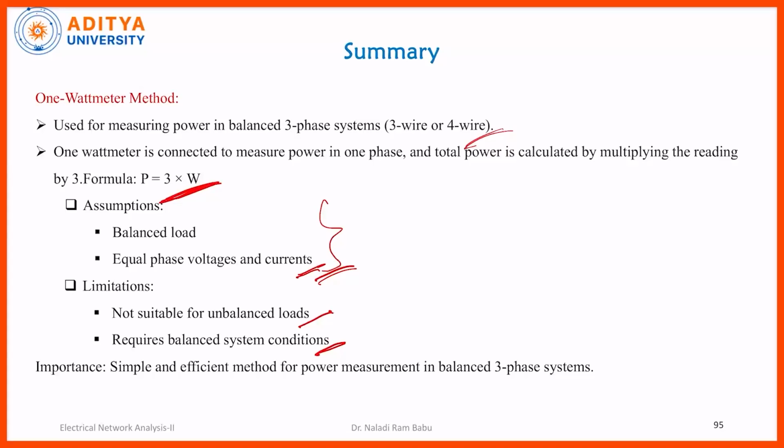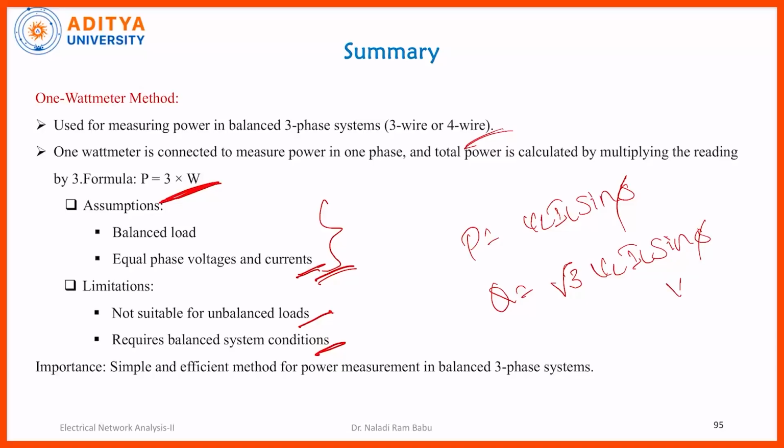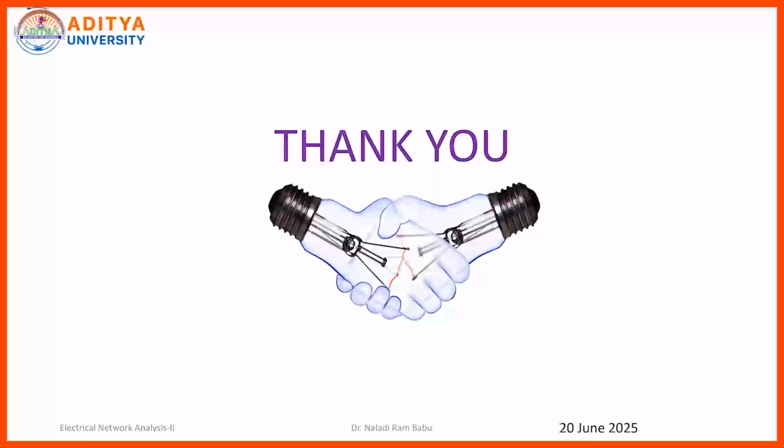With this single wattmeter, power P is given by VL IL sin phi and reactive power is given by root 3 times VL IL sin phi, where the unit is VAR. So with this we have completed the power measurement using one single wattmeter. Thank you.